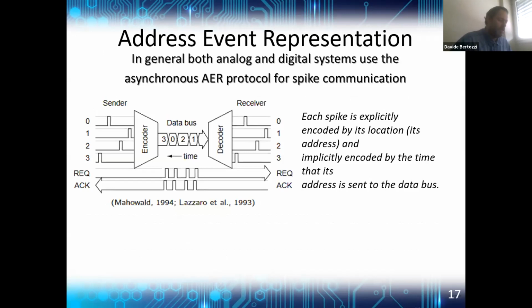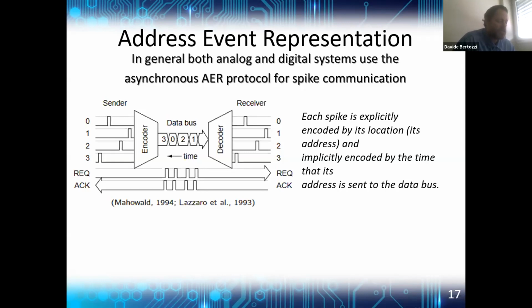There is an implication of this asynchronous design for neuromorphic systems. And these characteristics that I'm going to present now are common to both analog and digital systems. They use the address event representation for spikes. The address event protocol is nothing else but an asynchronous handshaking protocol. And this is used to transmit signals between any two neuromorphic systems. And it's very important because networks on chip in this domain carry address event representation traffic.